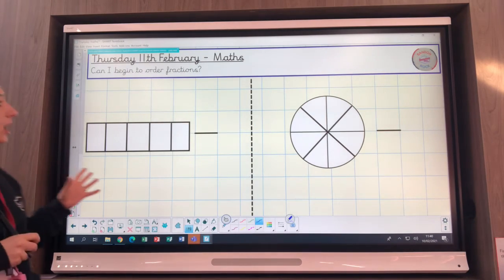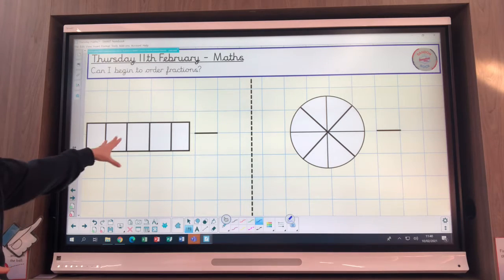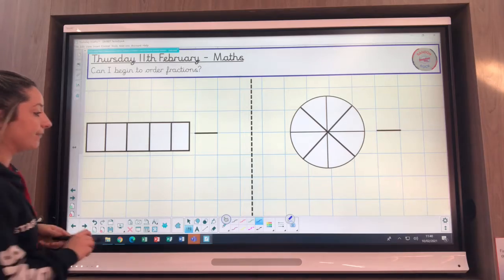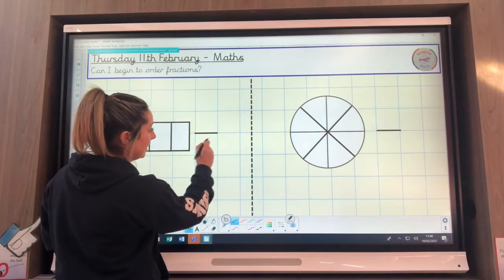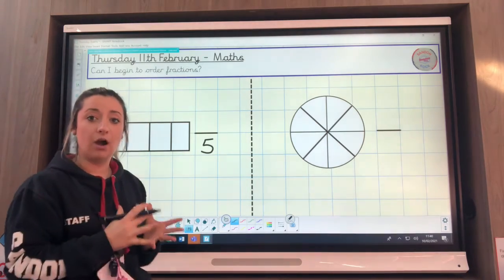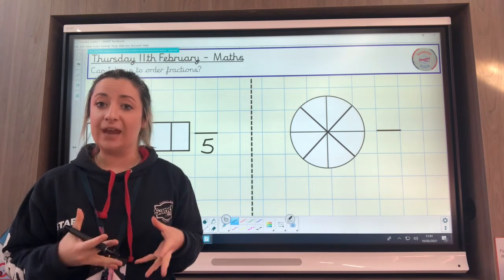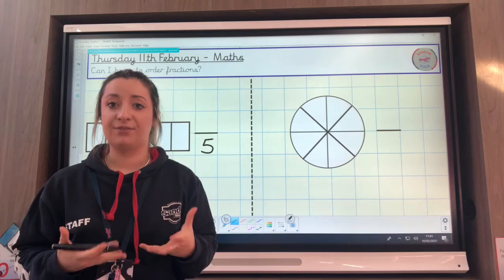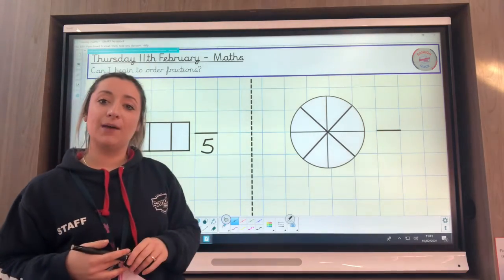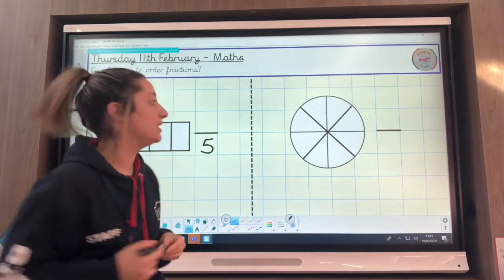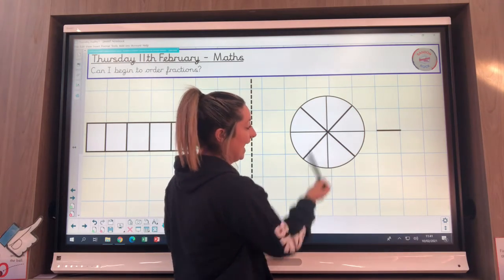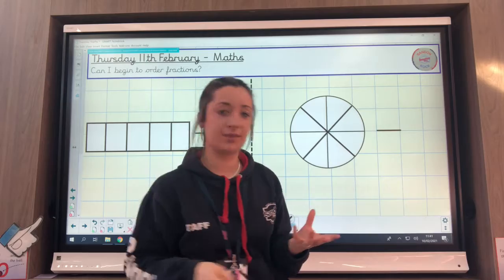Okay, so let's have another go here. So how many parts have I got in this representation? 1, 2, 3, 4, 5. So 5 is my denominator. That's how many parts there are in the whole. And we call them fifths. Okay, so it's using that sound again. Fifths. And let's have a look at how many parts I've got in this representation. 1, 2, 3, 4, 5, 6, 7, 8. So we're back on to eighths.